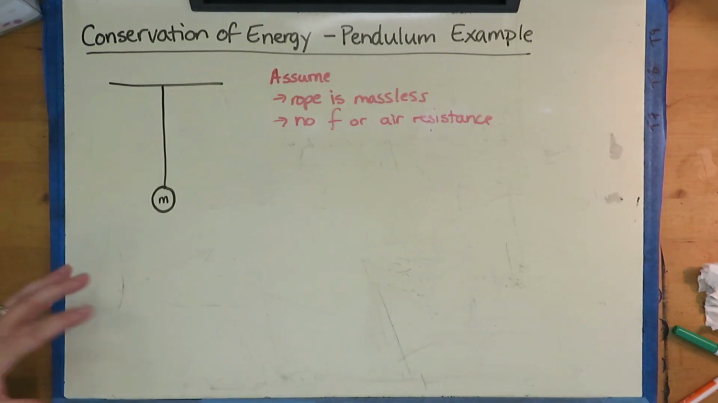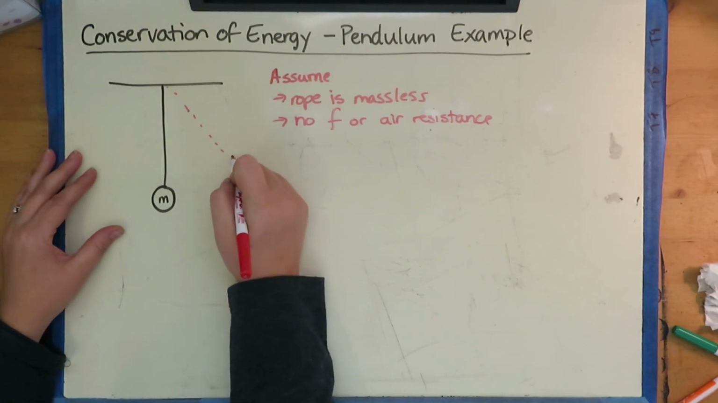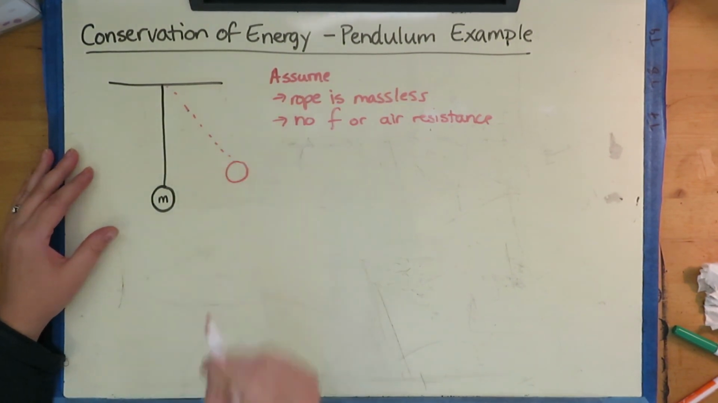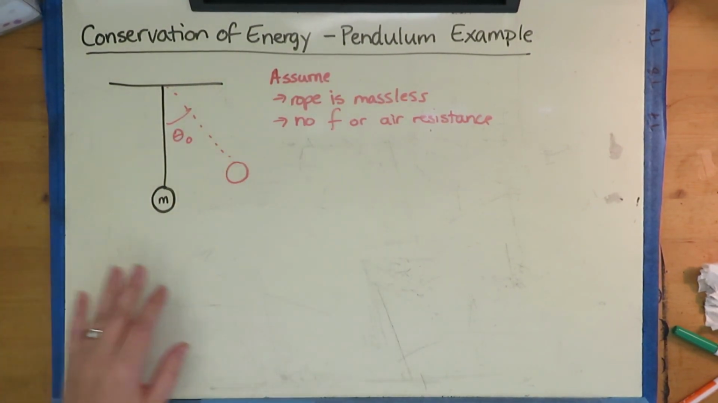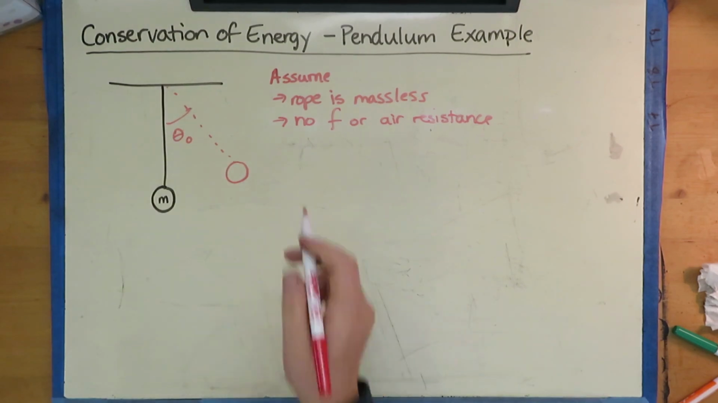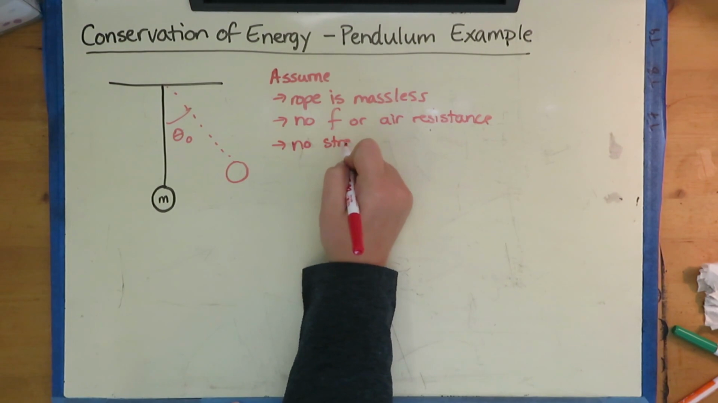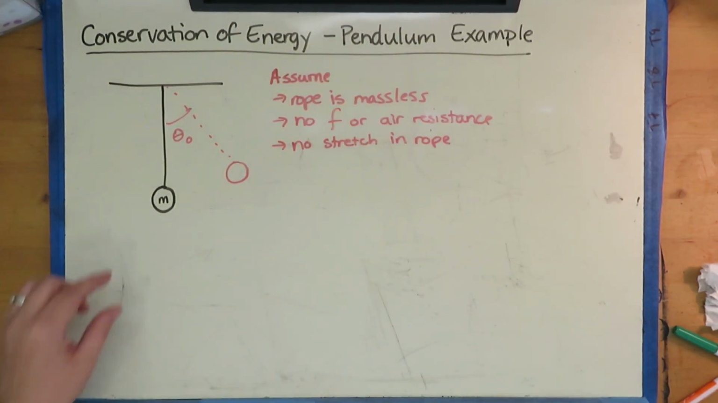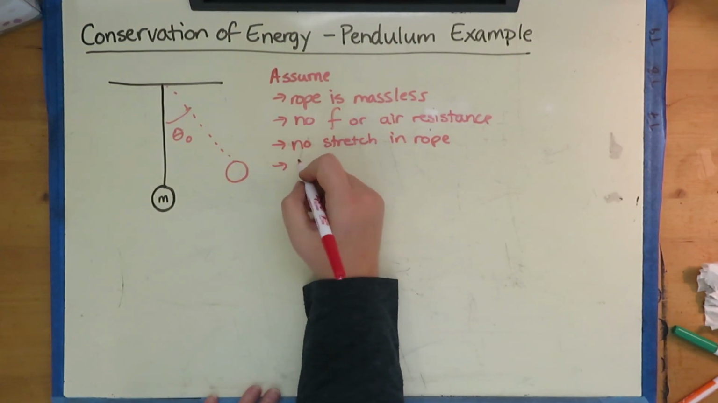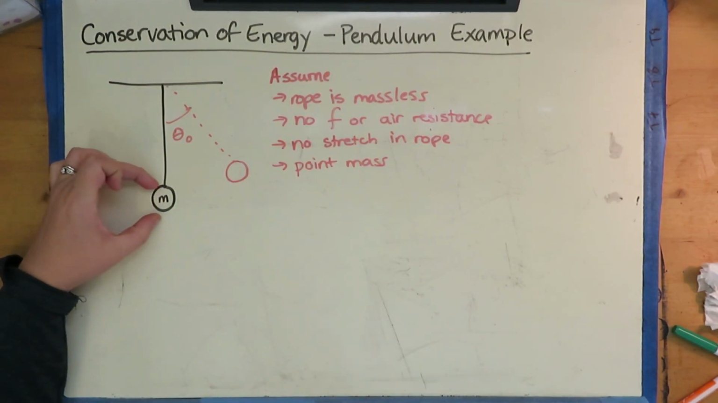So in our pendulum model, if I were to pull a pendulum back to some sort of initial angle here, what I assume is that that rope is going to maintain a constant length, so there's no stretch in the rope. And I assume that my point mass, that my pendulum bob, is a point mass. So I don't generally have to worry about the actual size of it.